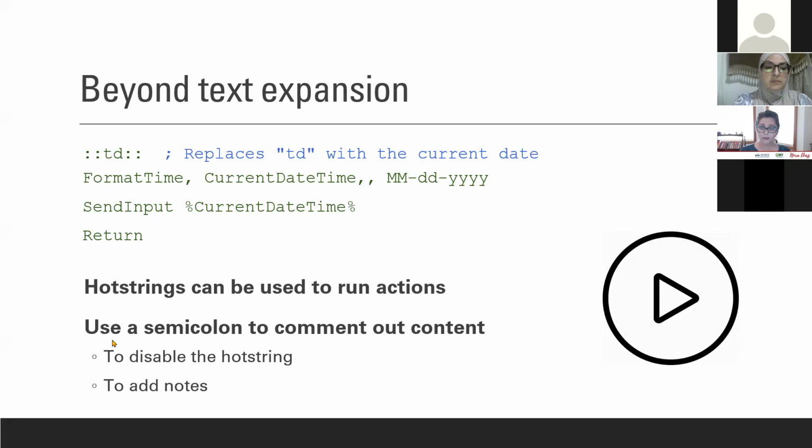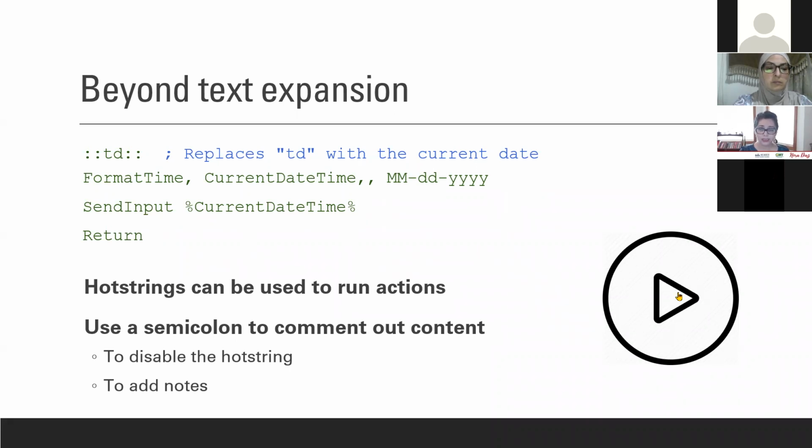And so you also use a semicolon to disable the hot string. If you put the semicolon here at the beginning, anything that comes after the semicolon is not executed. So if you want to disable the little program without deleting it completely, just put semicolons at the beginning of all the lines and they will be disabled.